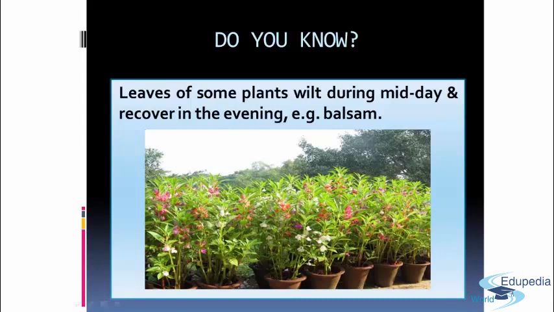So this was a very interesting piece of information regarding plants, that their leaves wilt during midday and they recover in the evening. One such plant is the balsam plant.